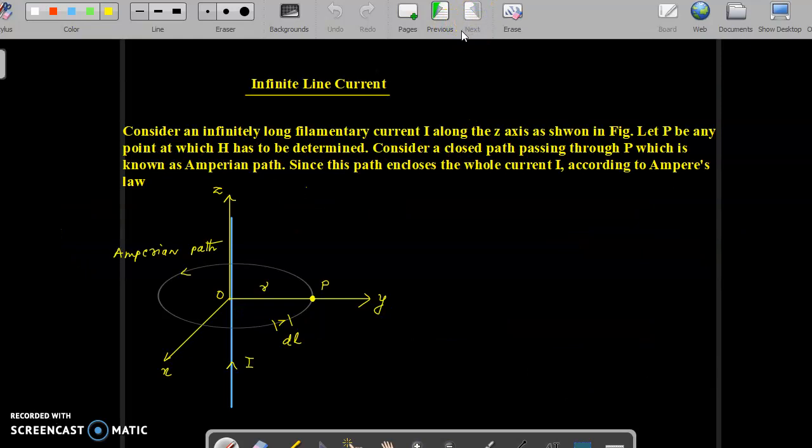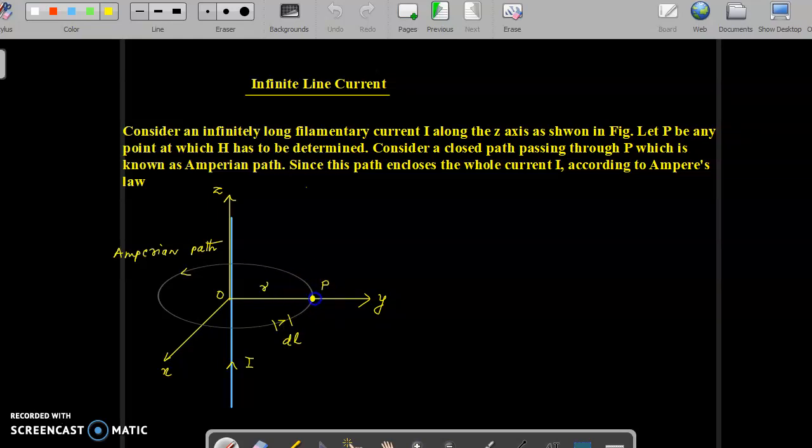And here, an infinite line current conductor lies along the Z axis. You can see, in blue color, a filamentary current conductor. Current I is flowing through this conductor along the Z axis. And we know that every current carrying conductor will produce a magnetic field around it. Here I am going to find out the magnetic field intensity at point P.